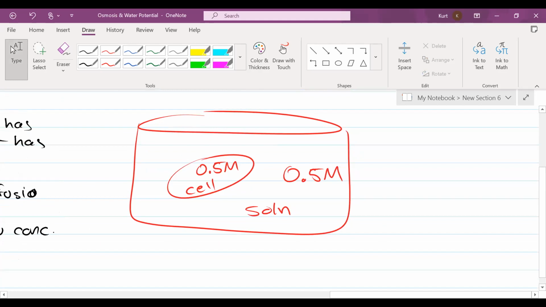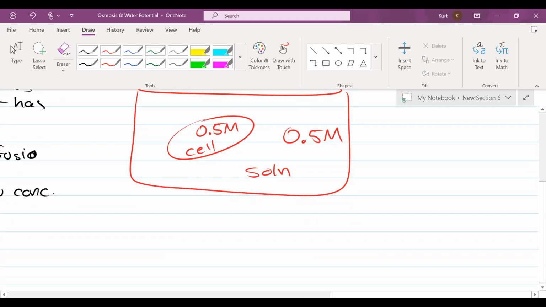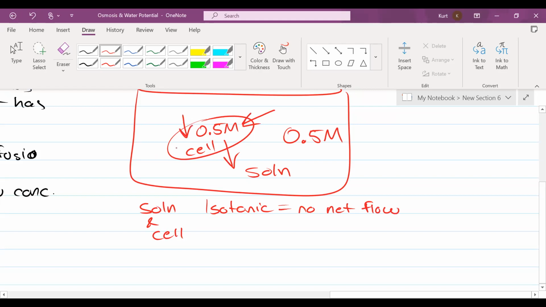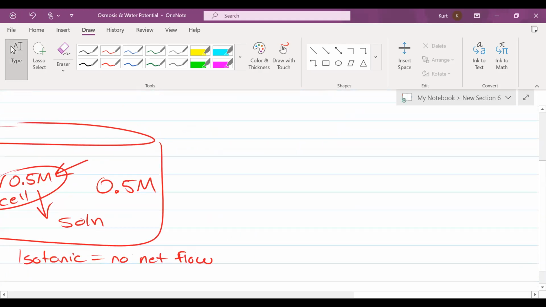Which one has more solute? It's equal. What's the term for equal? So this is isotonic. This means that there's no net flow. If water diffuses in, water diffuses out, water diffuses in, water diffuses out. It's equal. Okay, one more.